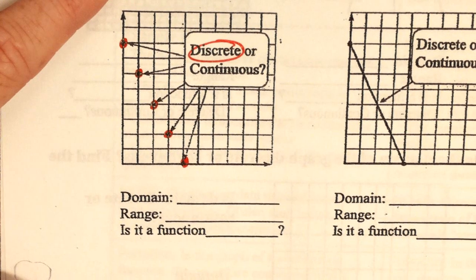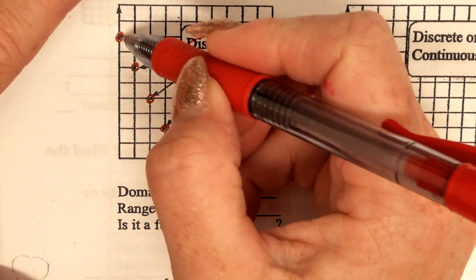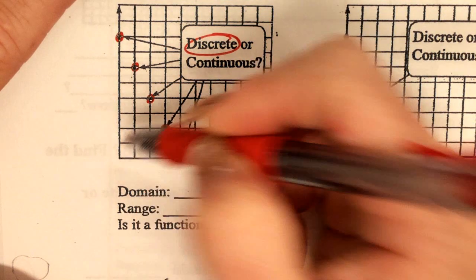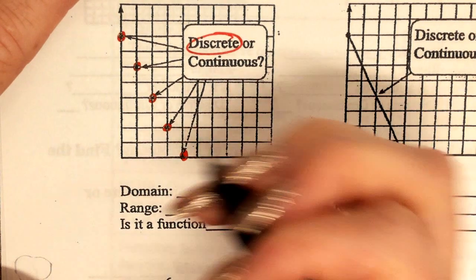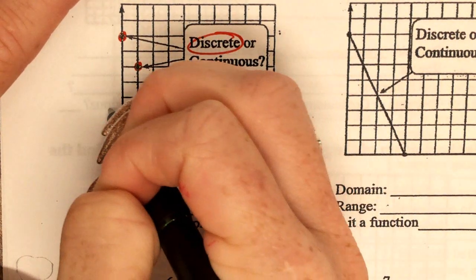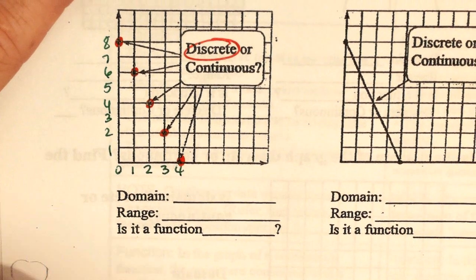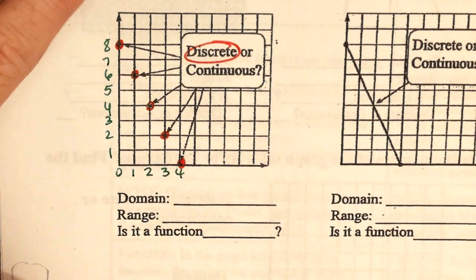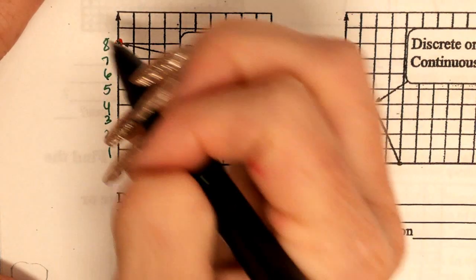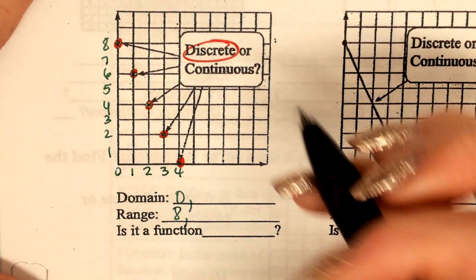Therefore, since it's discrete, I would list the domain separately. So here's a dot. What is the x value of this dot? If y'all need to, go label it. This is 0, 1, 2, 3, 4. I don't need to go further. 1, 2, 3, 4, 5, 6, 7, 8. Okay, so again, what is the domain of this dot? 0. What is the range of this dot? 8. Okay, go to the next one.